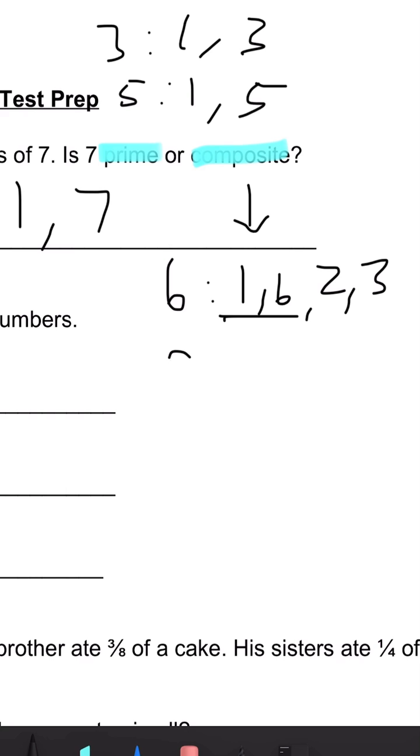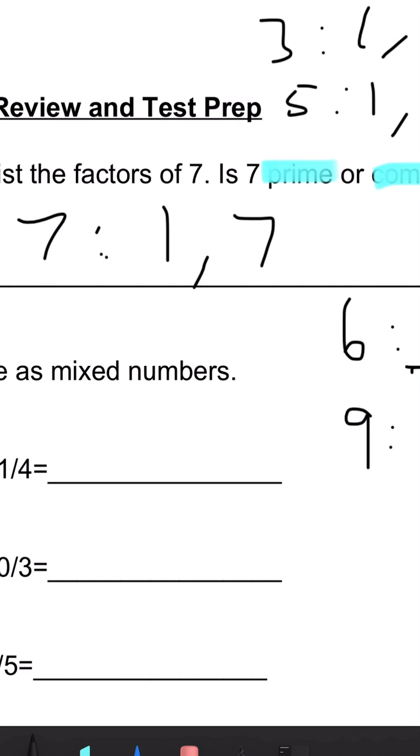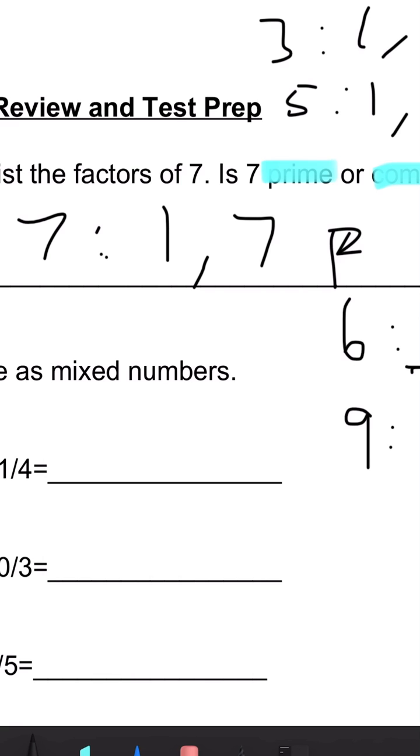Again, we can do the number 9, 1 times 9, and 3 times 3. That is also composite. So since 7 is only 1 and itself, we can classify it as prime. So I'm just going to put P for prime.